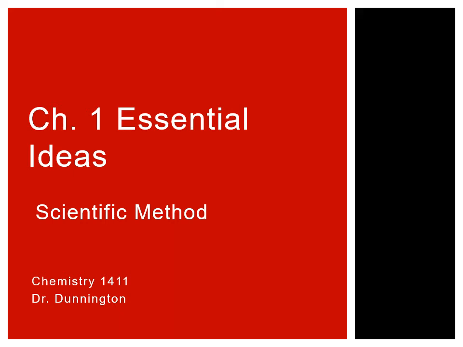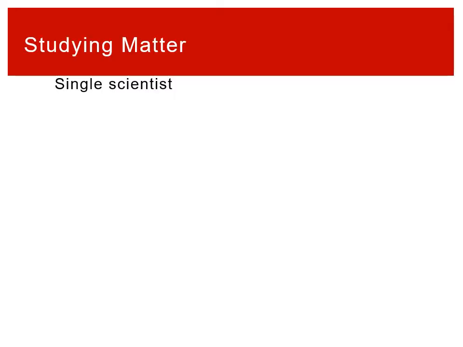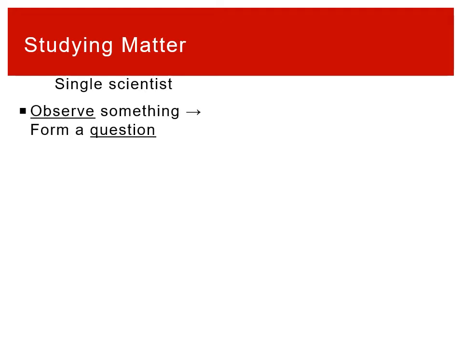Now that we know what chemistry is, we're going to talk about the scientific method. All right, so how do we generate this knowledge that we have about matter? We use what's called the scientific method. And so the scientific method starts with an individual scientist, for example, you, and it would start with you observing something. You see something that is interesting, right?